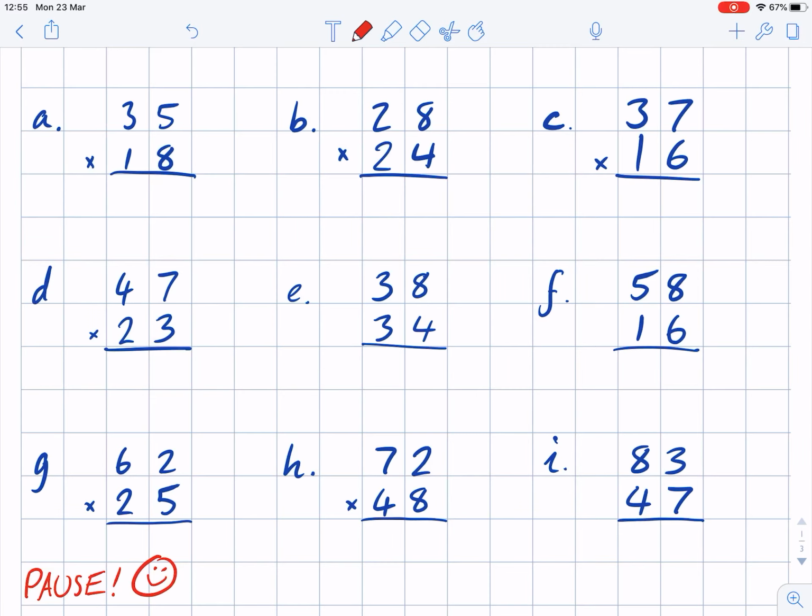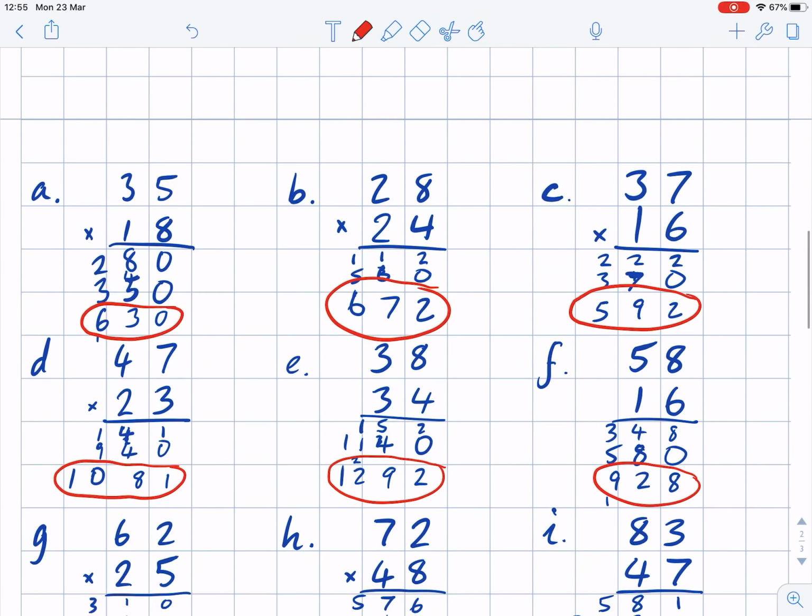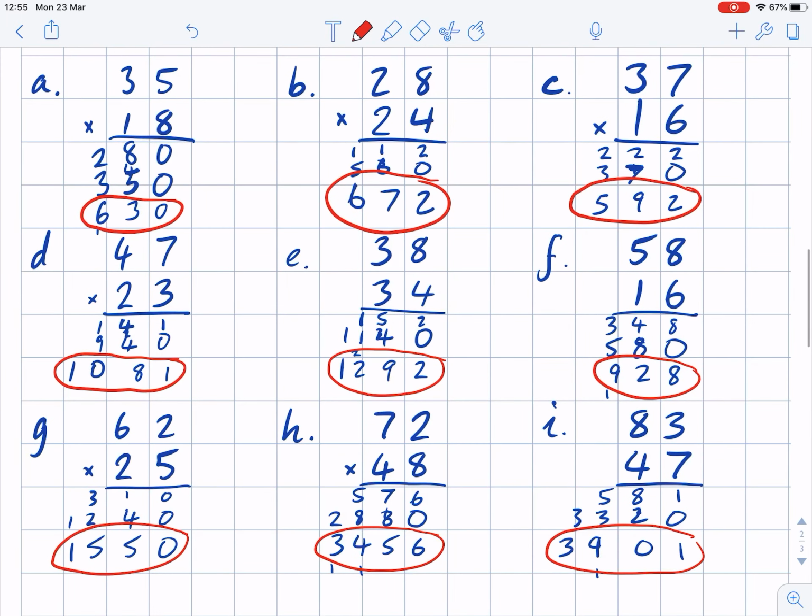So hopefully by now you've worked out all the answers. And if we go down, I've shown you my workings and then I've circled the answers. So the first one, 35 times 18 was 630. 28 times 24, 672. 37 multiplied by 16 was 592. 47 multiplied by 23 was 1081.